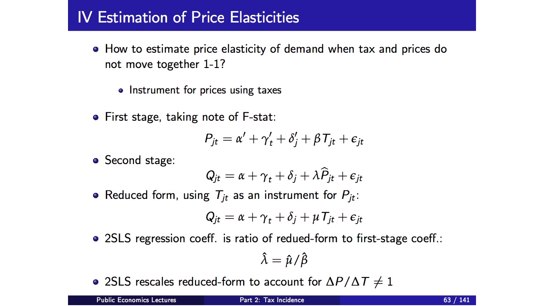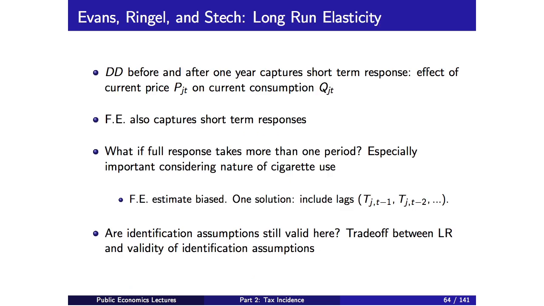Okay, so one thing to note in Evans, Ringgold, and Stretch, which is also illustrative of DD estimators more generally, is that they capture the impact of a policy change before and after, just the year before and after the change in policy, okay? So what they're essentially doing, if you look at those initial graphs, they're saying right after the reform relative to right before the reform, how do prices and quantity change?